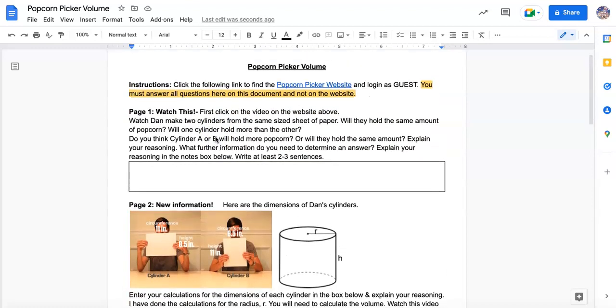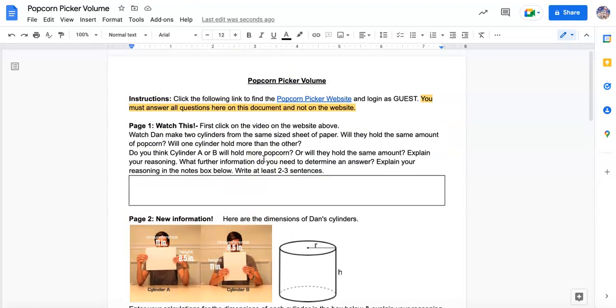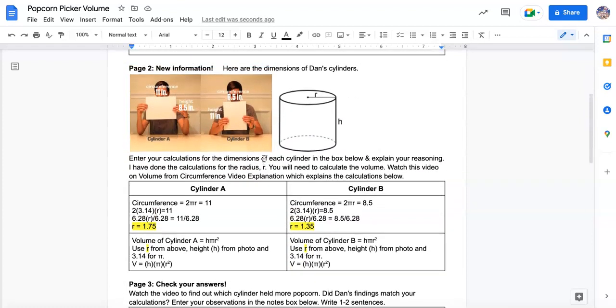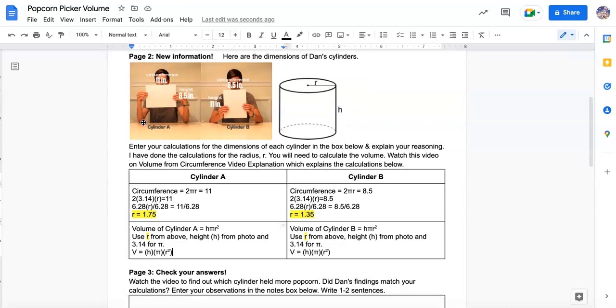So in this video, I'm going to talk about the popcorn picker volume calculations for each cylinder and how you calculate the volume given the circumference and the height. So again, in this problem here, they give you two cylinders that they're going to create from these papers. And they have the measurement of the paper, and they're showing you what the circumference is and what the height will be. So H is height.